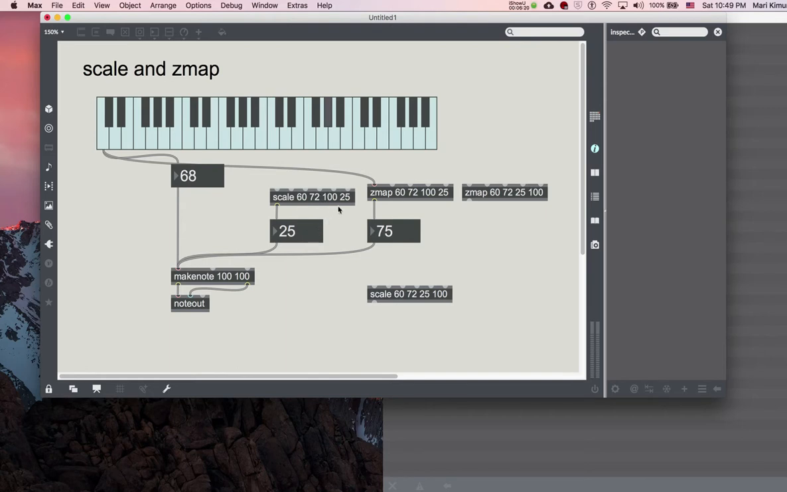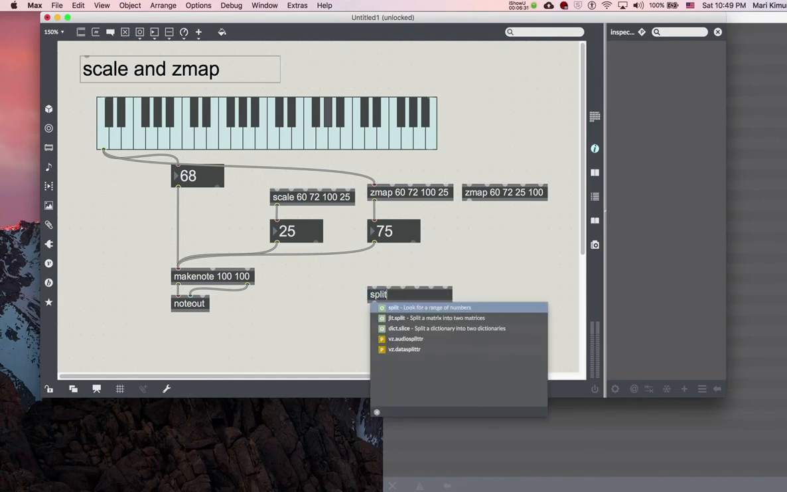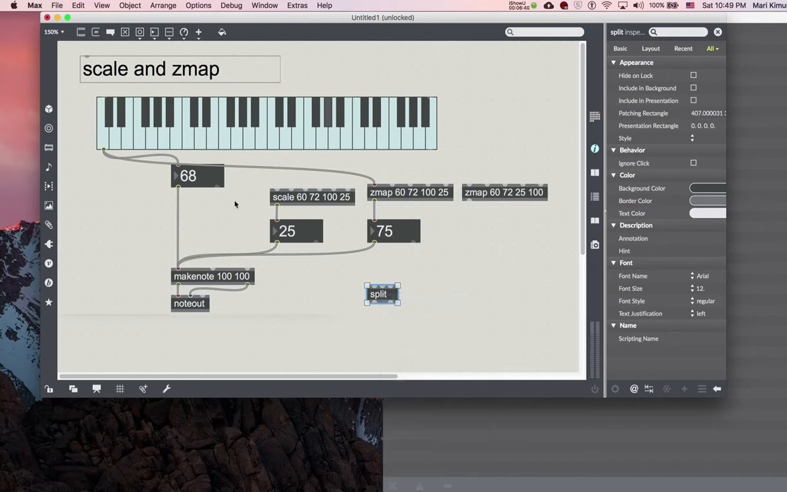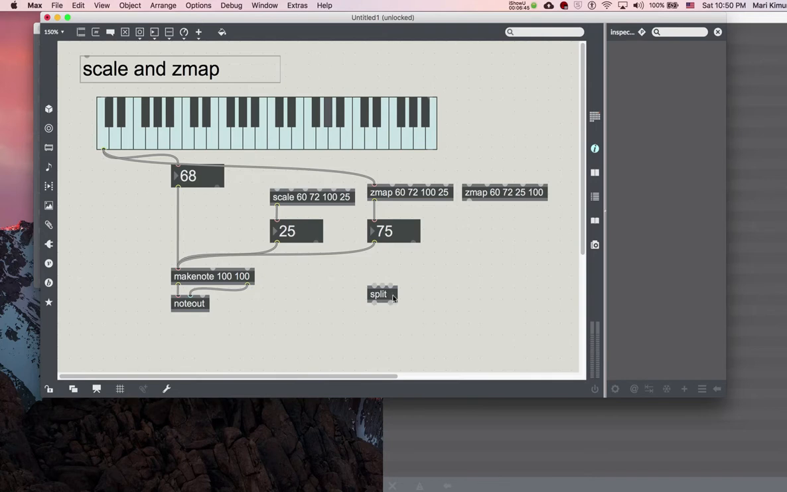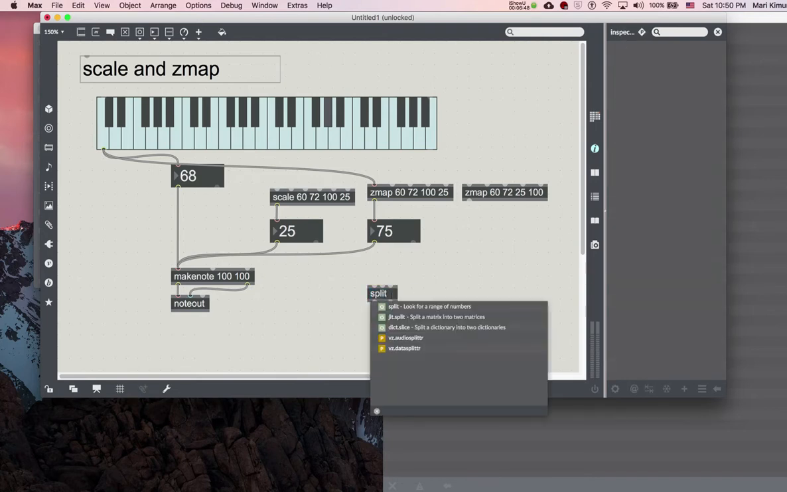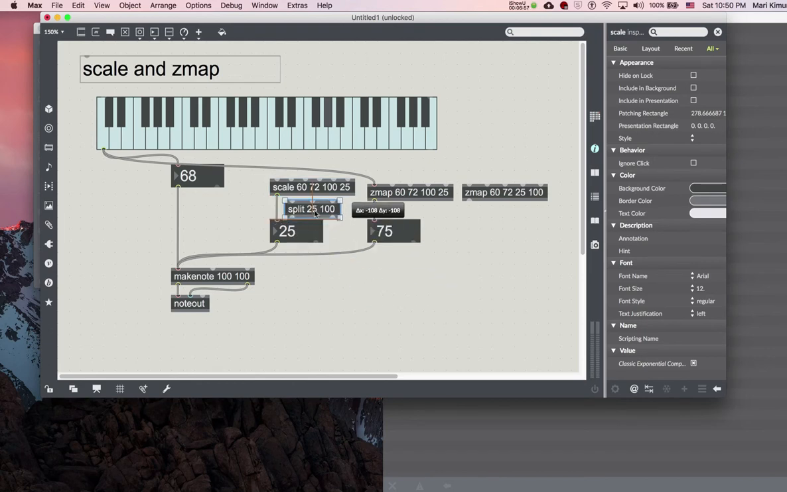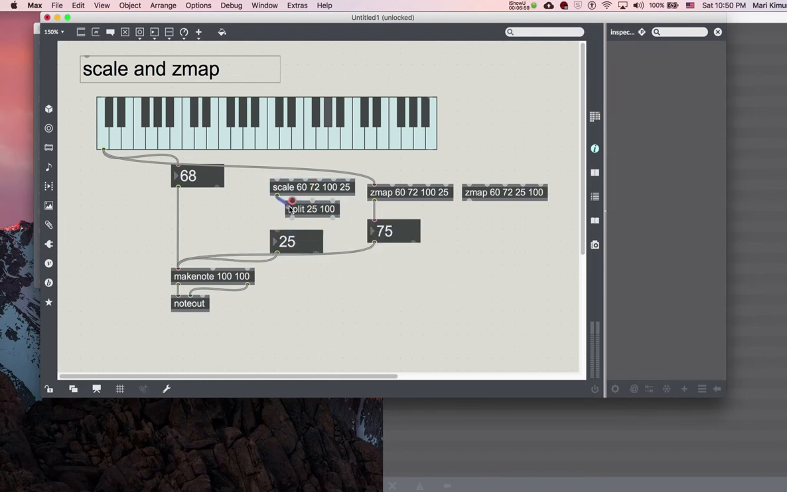But then how do you reverse the scale if you don't want to go beyond it? Then you need an object called split. Split is an object to look for a range of numbers. So I just want between 25 and 100, and I don't want my output to go beyond it. So 25 and 100, like this. So you stick this in between the scale and your output, and it will not go beyond 25.